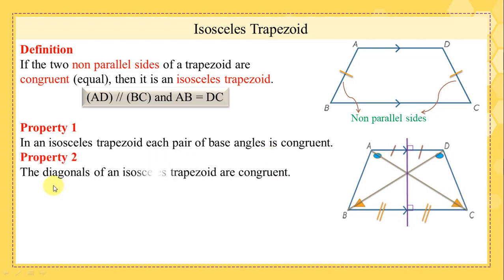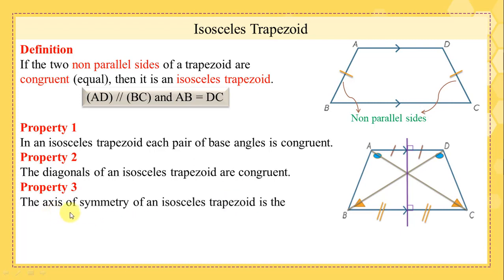Property 2. The diagonals of an isosceles trapezoid are congruent. What do we mean by diagonals? Diagonals are the segments joining A with C and D with B. Here we have AC and DB as diagonals of an isosceles trapezoid. These diagonals are equal in an isosceles trapezoid. So AC is equal to BD.